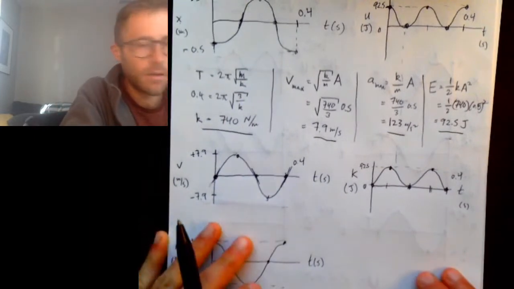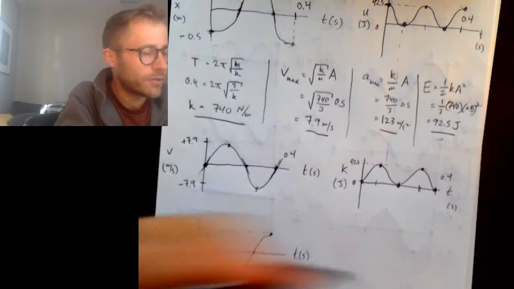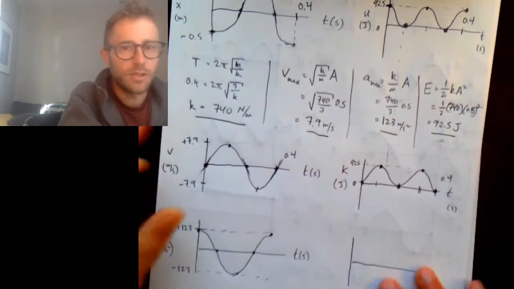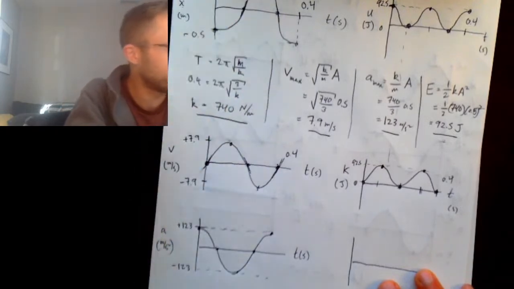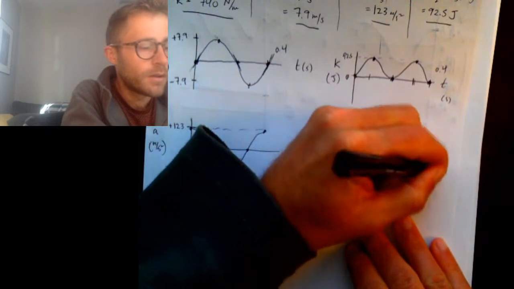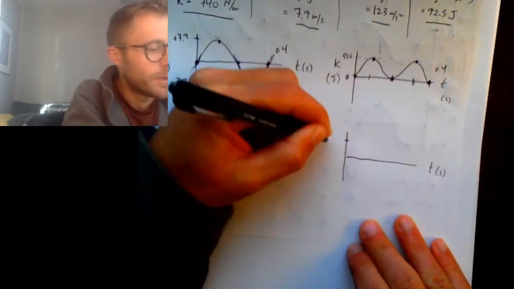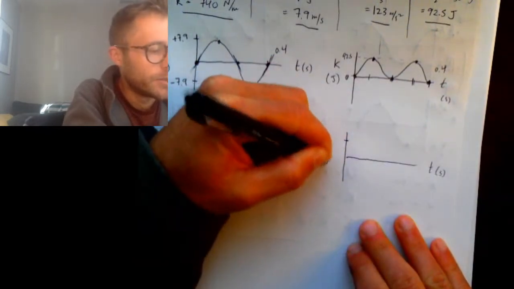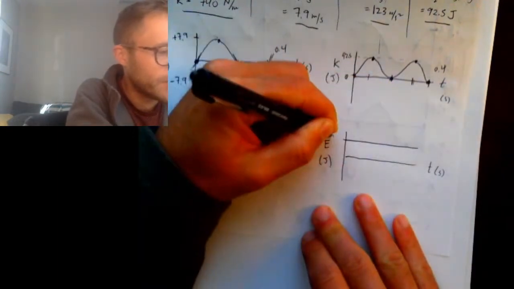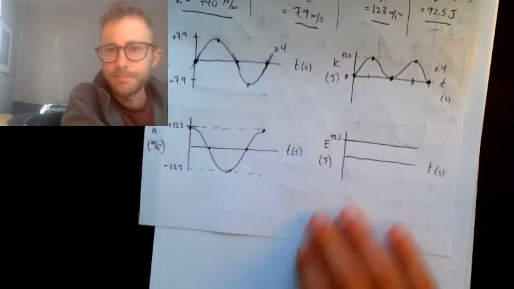Okay. Lastly, we will do the total energy versus time, which is the easiest graph of them all. And it is just going to sit constant at 92.5 joules. Okay?